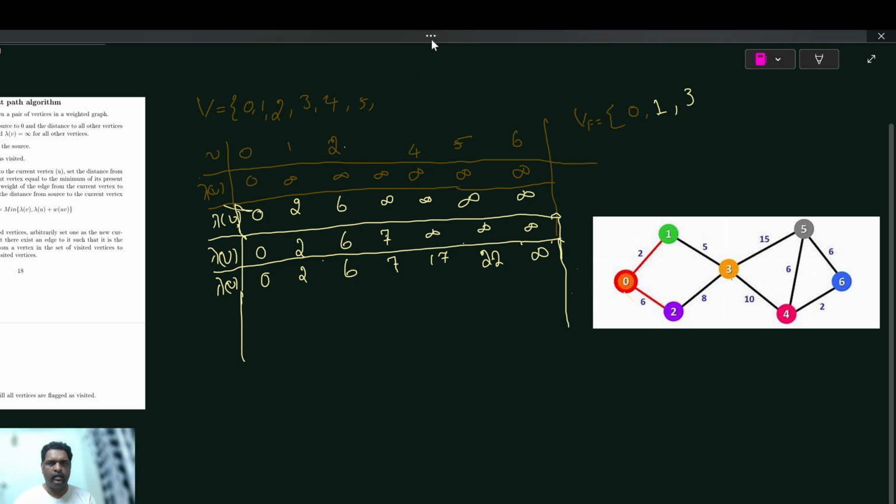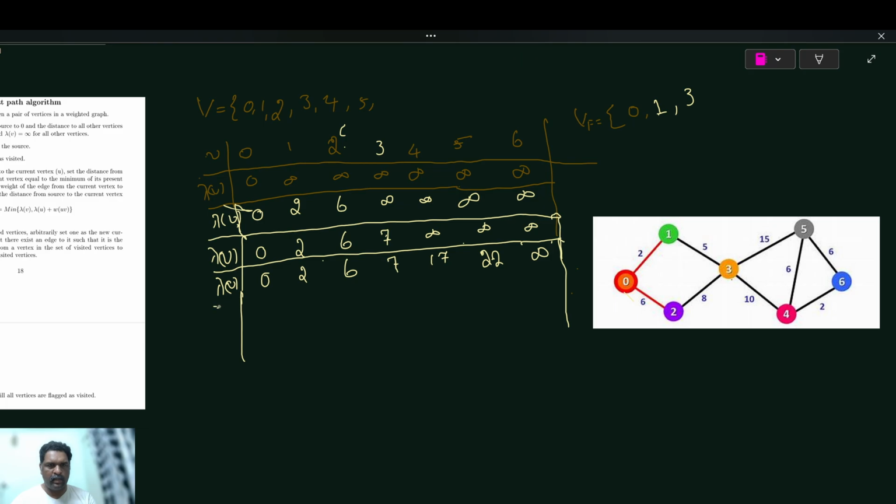So 2 is our new current vertex, and the same process is going to be repeated. The value of lambda is recalculated for all vertices which are adjacent to the vertex 2. This 2 is added to the set of flagged vertices or visited vertices, and the lambda value is recalculated for all vertices which are adjacent to the vertex 2.